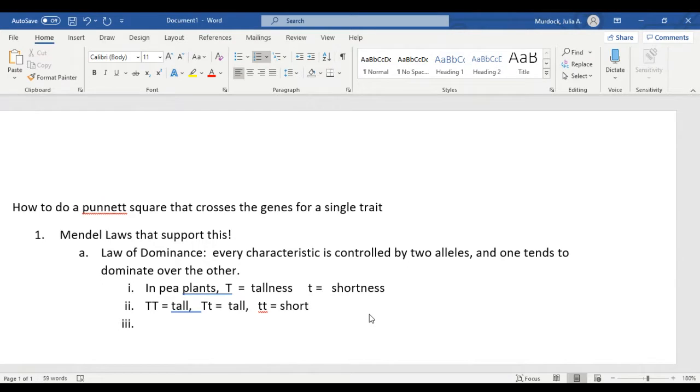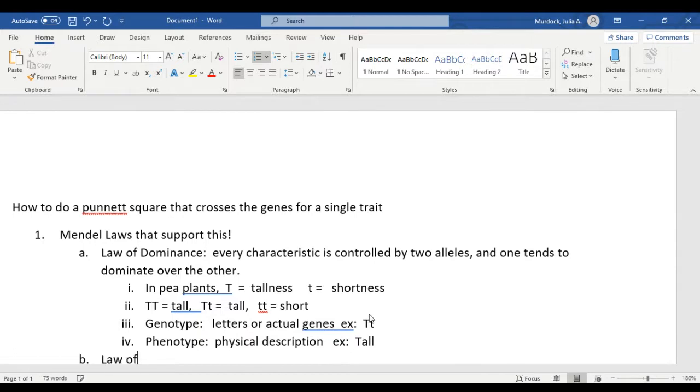So the other words that go with this are the words genotype, which would be the letters, or actual genes. Example, little t would be a genotype. And phenotype, which is the physical description that's a result. Example. Okay.